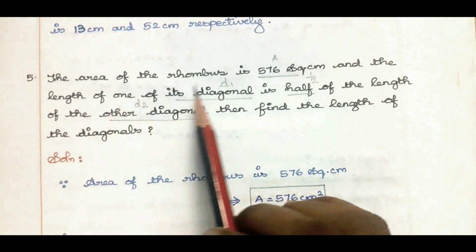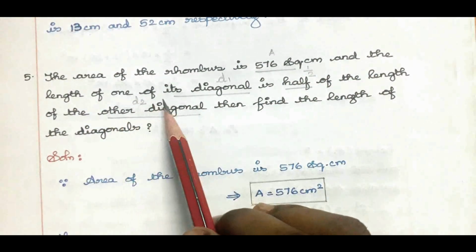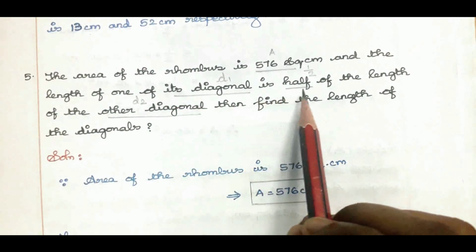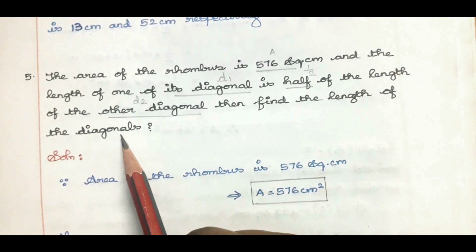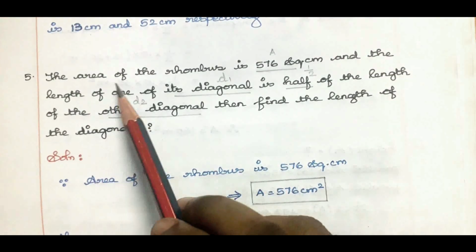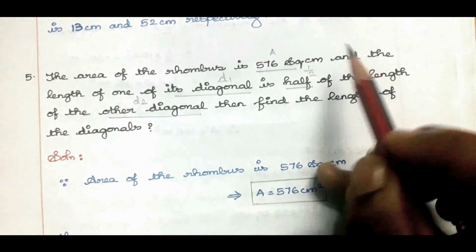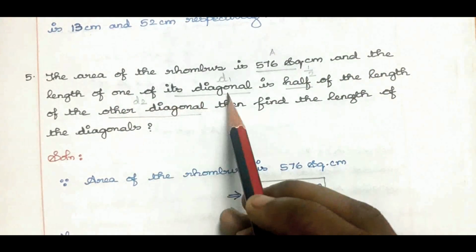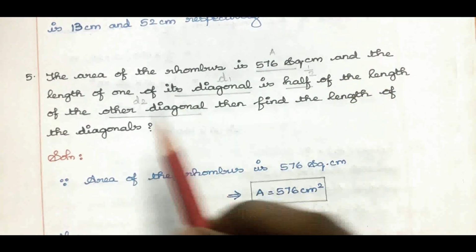Fifth question, the area of the rhombus is 576 square centimeter and the length of one of its diagonals is half of the length of the other diagonal. Then find the length of the diagonals. Clear? In the question they have given the area which is 576 square centimeter, and one of the diagonals is half, which is nothing but 1 by 2, of the length of the other diagonal.